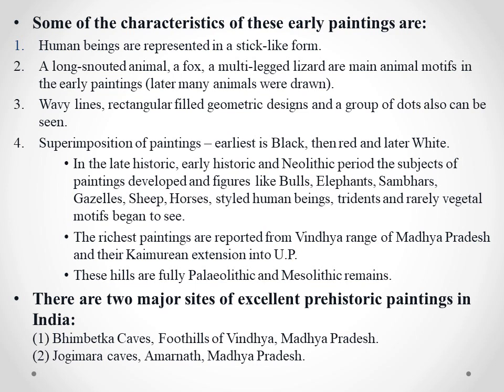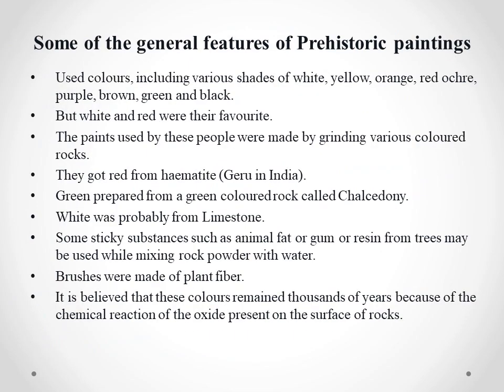There are two major sites of excellent prehistoric painting in India. First is Bhimbetka, in the foothills of the Vindhya Ranges, Madhya Pradesh. Second is Jogi Mara Cave, Amarnath, Madhya Pradesh. Some of the general features of prehistoric paintings follow.